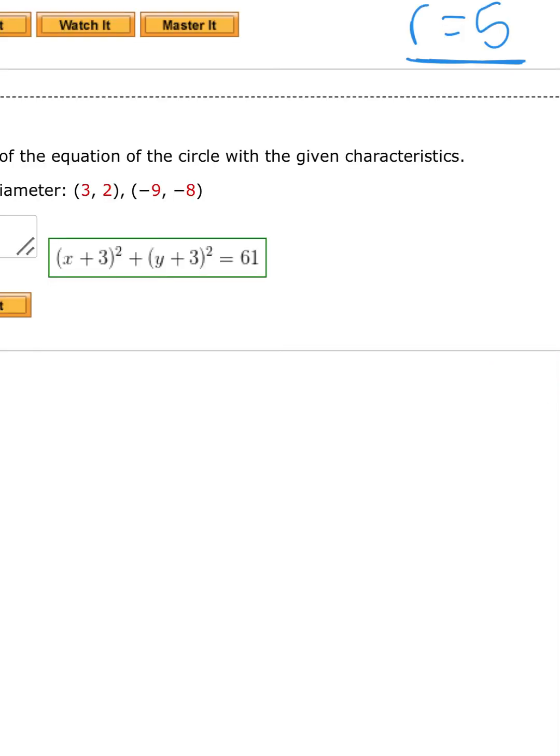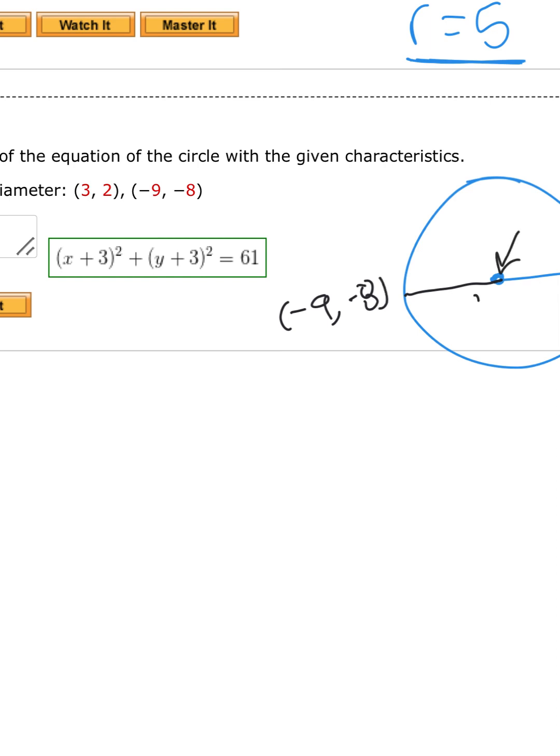All right, so this one's going to be a little more difficult because they're giving us the endpoints of the diameter. So if you think about a circle, we know that this is the radius, but if they give us the diameter and they tell us that this is at (3, 2) and this is at (-9, -8), one of the first things we're going to want to do is to find the center. And to find the center, we're going to have to use the midpoint formula.